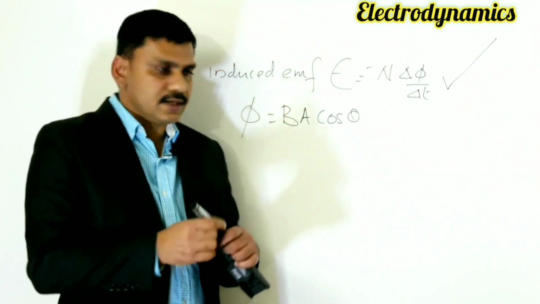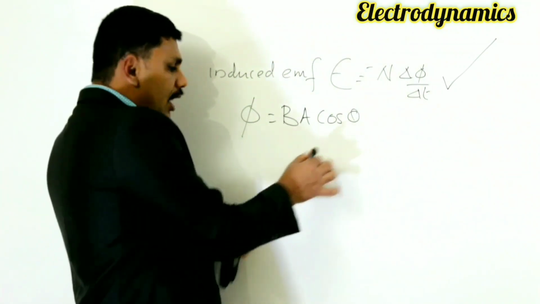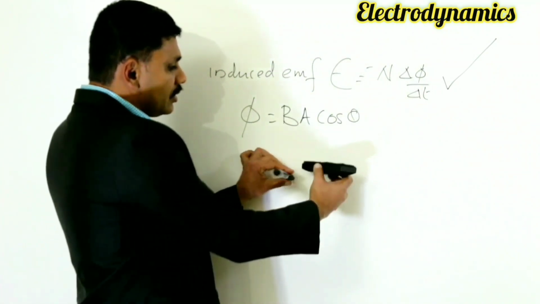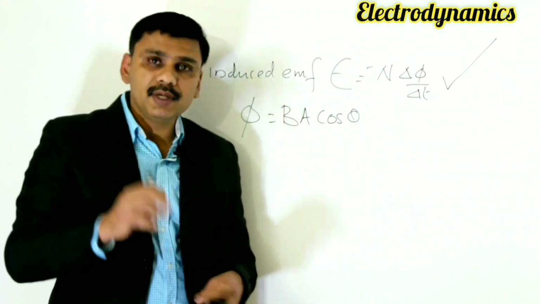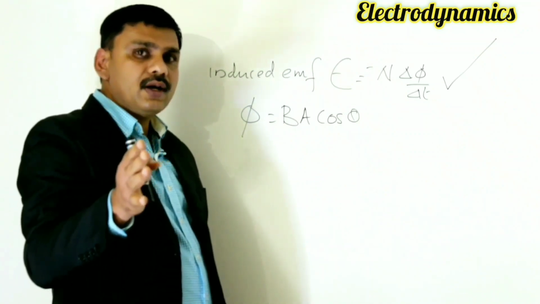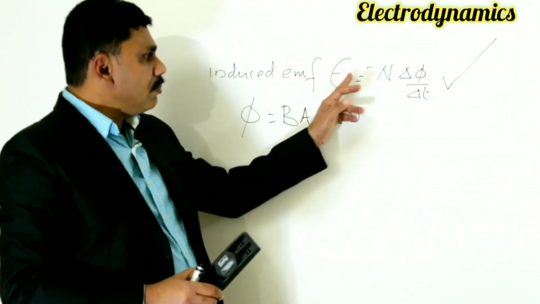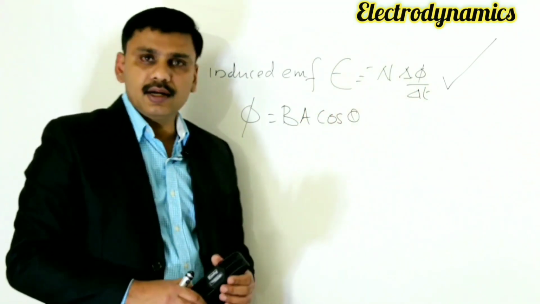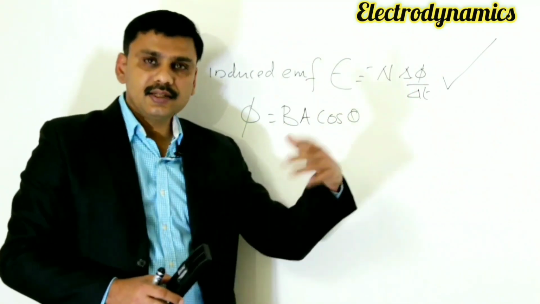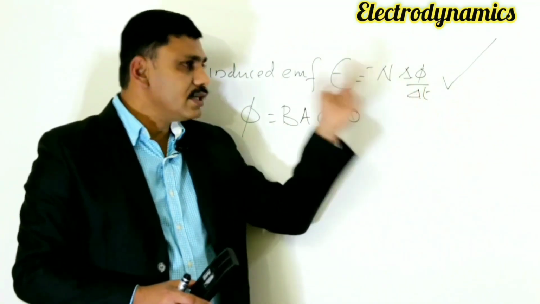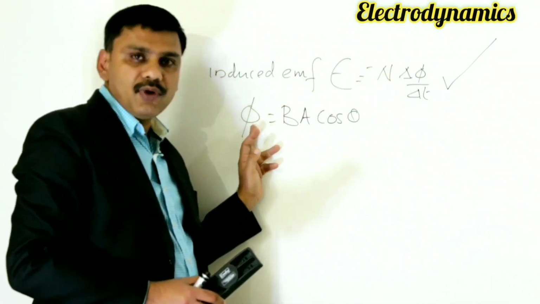If suppose this is a coil, this is the normal of the coil, and the magnetic field is coming like this, this is the angle between them. So theta is the angle between the normal of the coil and the magnetic field. Induced EMF equal to minus N delta phi divided by delta T. Delta phi means change in the flux. Delta T is change in time.